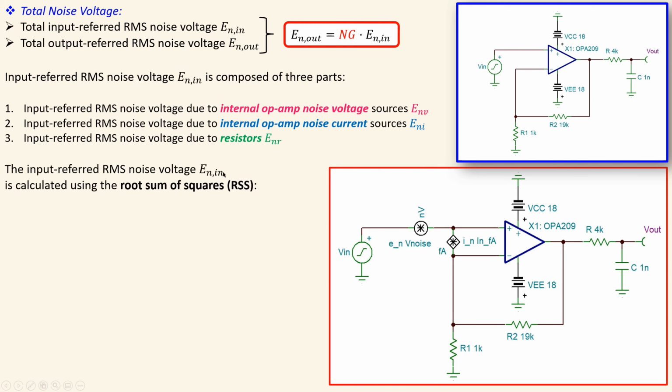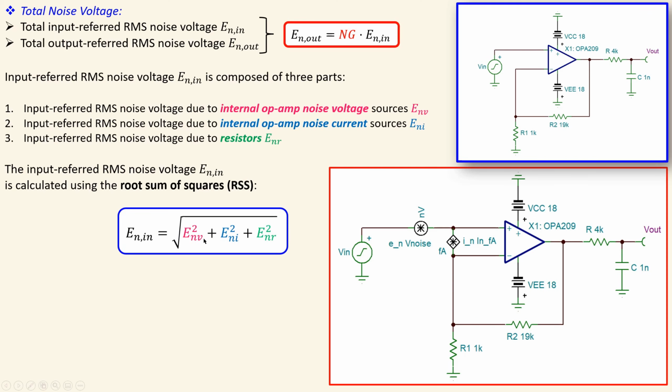And we need them all, all three, and that will be used to calculate the total input referred RMS noise voltage. And that is calculated using the root sum of squares. And that is given by this expression. So we have the first part, the second part, and the third part. Each of them will be squared, added, and then take the square root of that one. That will give you the effective input referred RMS noise voltage.